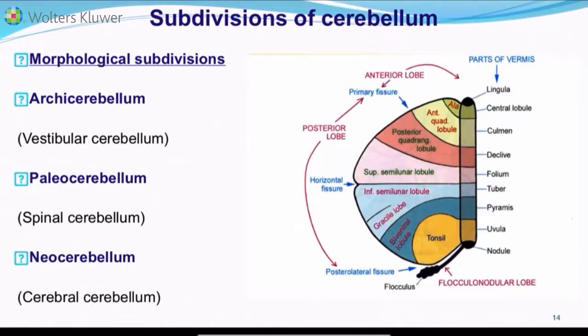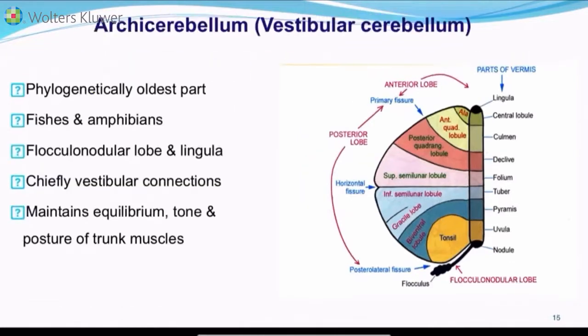So morphological subdivisions of cerebellum are archae cerebellum, known as vestibular cerebellum, paleocerebellum, also known as spinal cerebellum, neocerebellum, also known as cerebral cerebellum. Archae cerebellum concerned with equilibrium, paleocerebellum concerned with tone and posture, neocerebellum concerned with highly skilled performance of voluntary motor activities.